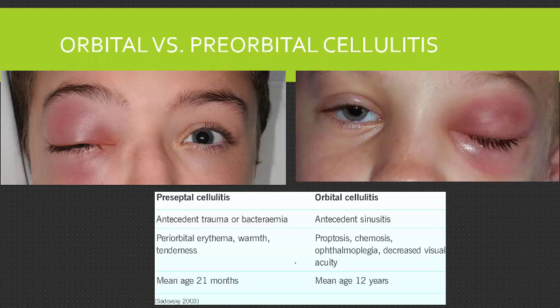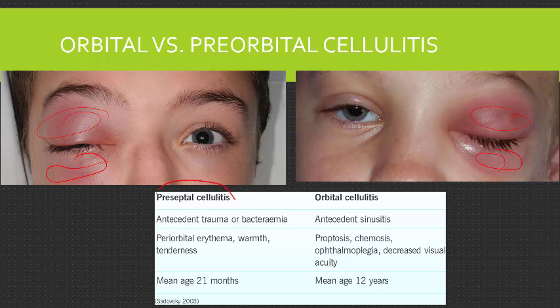You can't tell the difference. Truth is, I can't either. That's because you have to do a little bit more of an exam. So notice that even though there's some swelling of these eyelids, there's not actually proptosis. Please make sure you don't get those confused, okay?